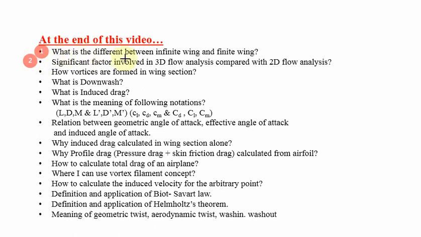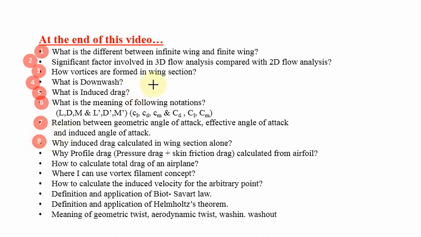First one, what is the difference between infinite wing and finite wing? The second one, what is the significant factor involved in three-dimensional analysis compared with two-dimensional analysis? Third one, how are vortices formed in the wing section? Fourth one, what is downwash? Then what is induced drag? What is the meaning of the notations? We use different types of notations, so we will come to know the meaning of individual notations. Then the relation between geometric angle of attack, effective angle of attack and induced angle of attack.